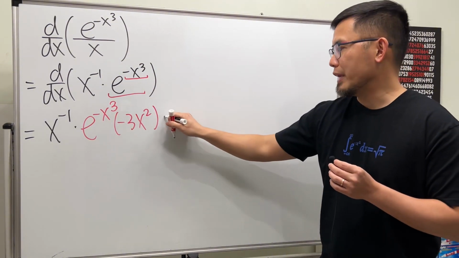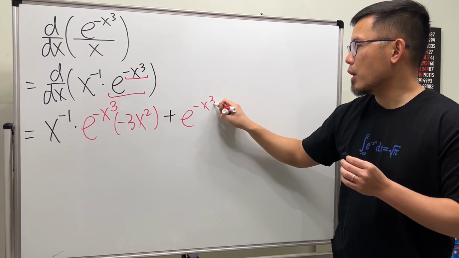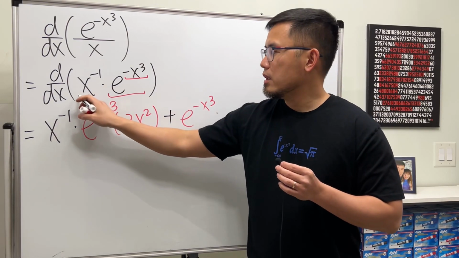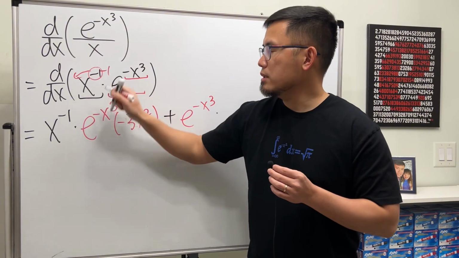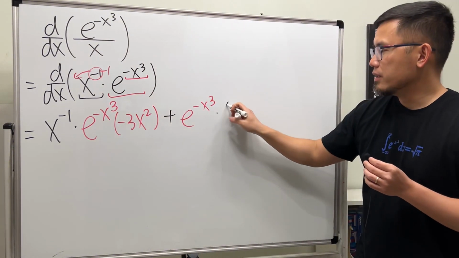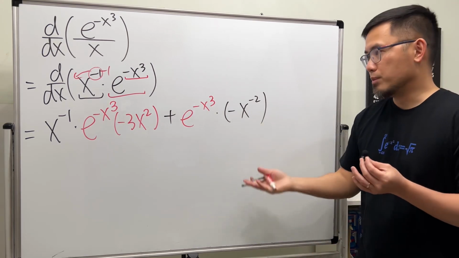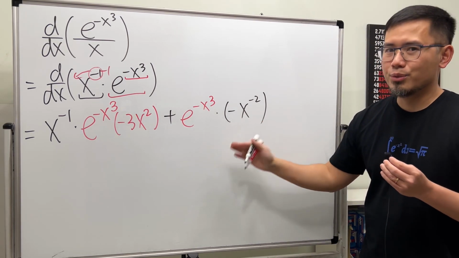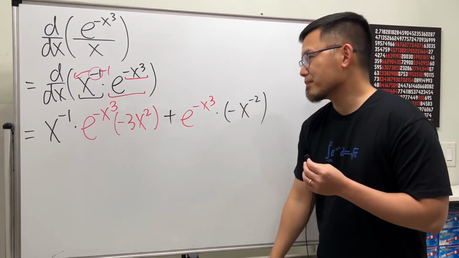After that, we add the second function, which is e to the negative x to the third power times the derivative of the first. Derivative of this, just bring the power to the front and then minus 1, and that will give us negative x to the negative 2. That's pretty much it. And now let's clean things up to ensure that this is going to be the same result as if we were to use the quotient rule for that.